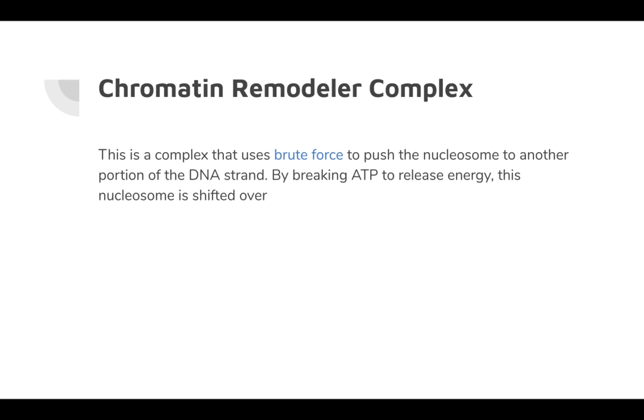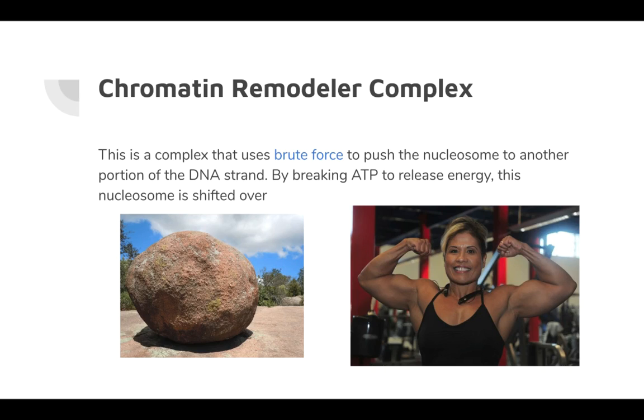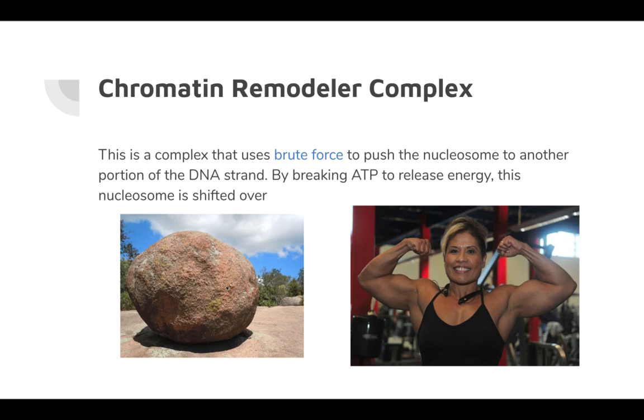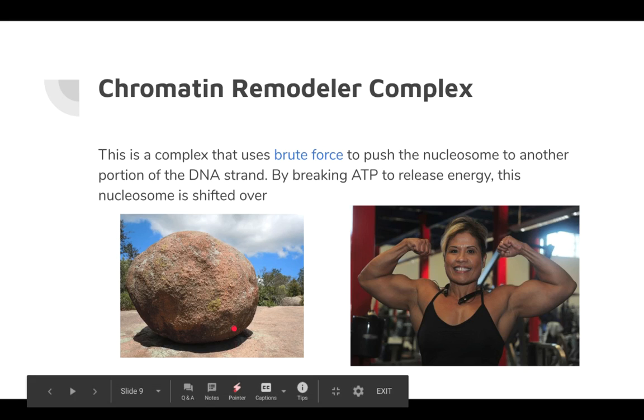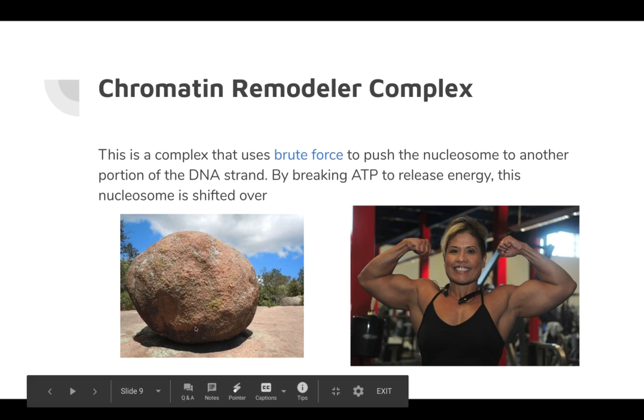So now by breaking ATP to release the energy, you can shift over the nucleosome. I like to think of this as a boulder and a bodybuilder. Our bodybuilder is our CRC, and the boulder is the nucleosome DNA complex. Once you neutralize the positive charge here, it's still a boulder. It's still something that can't be moved by itself. You need something to move it. So the chromatin remodeler complex, our bodybuilder, is going to be able to take this boulder and just whoop that way. One sweep across the DNA strand. New DNA will be adjacently threaded, and the DNA that was once here will now be accessed.